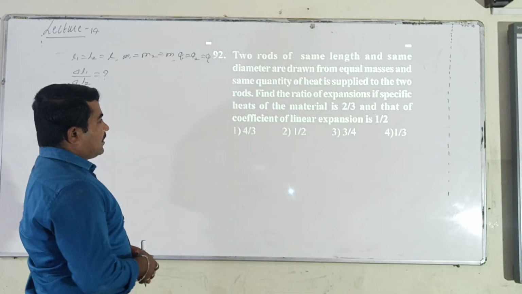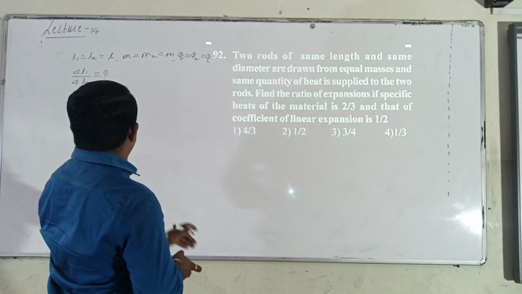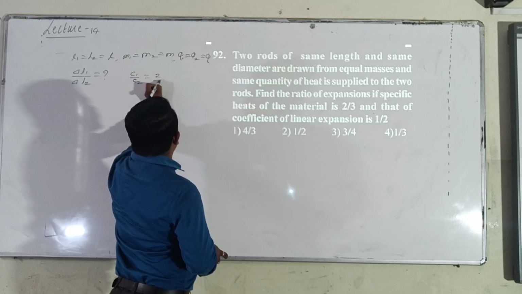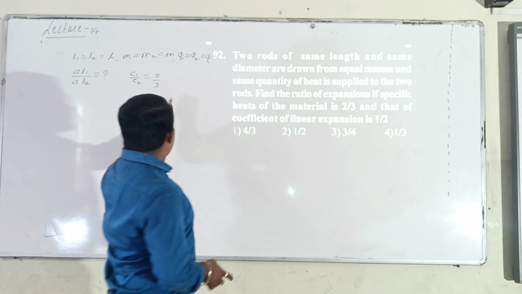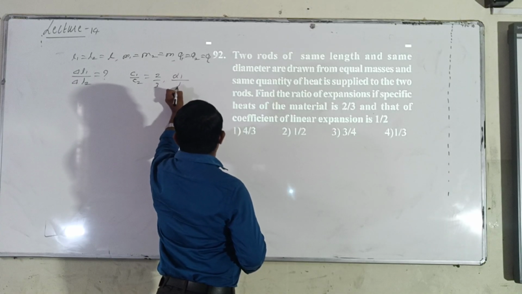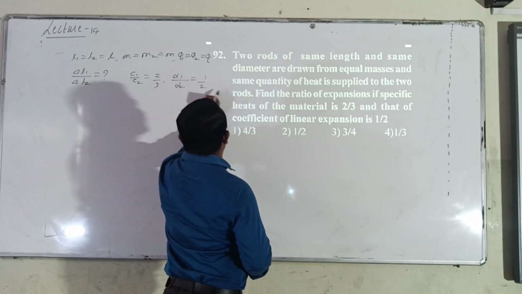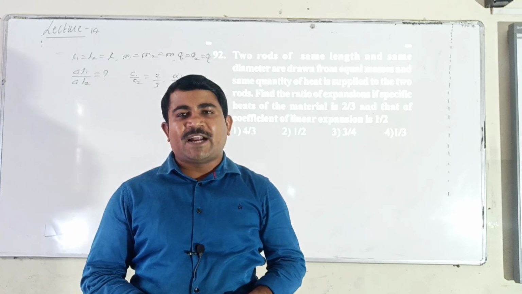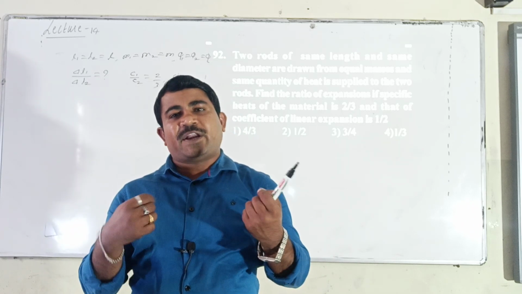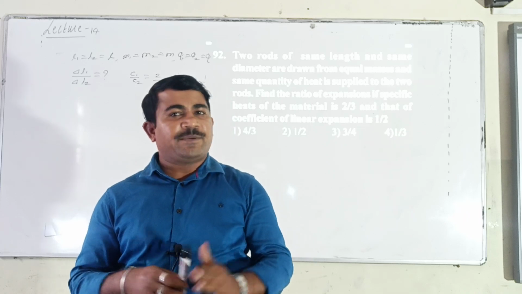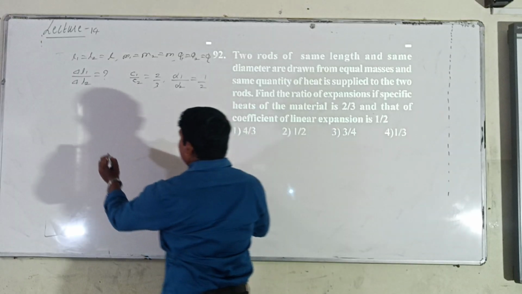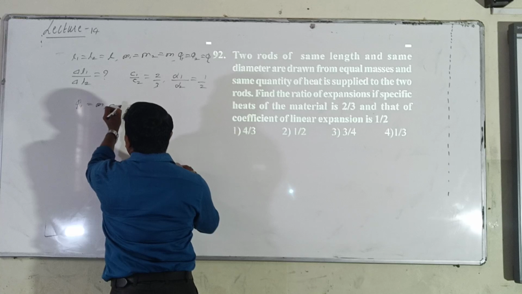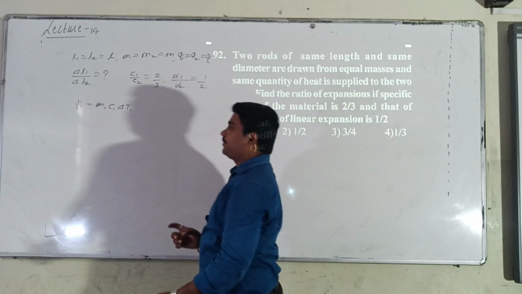See here. What is the specific heat capacity given? That is C1 divided by C2, given as 2 by 3. And the coefficient of linear expansion, alpha 1 divided by alpha 2, is 1 by 2. Students, already we know the amount of heat required to produce a change in temperature of the body. We found it in the theory part. The amount of heat provided is equal to mass into specific heat capacity into change in temperature.